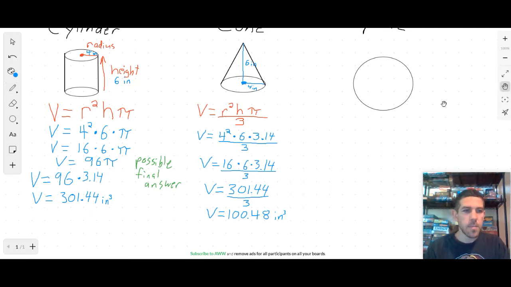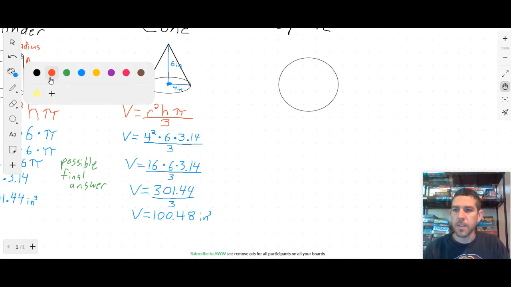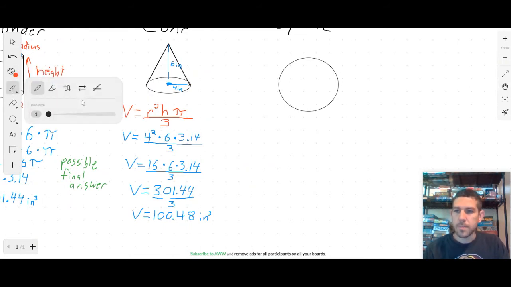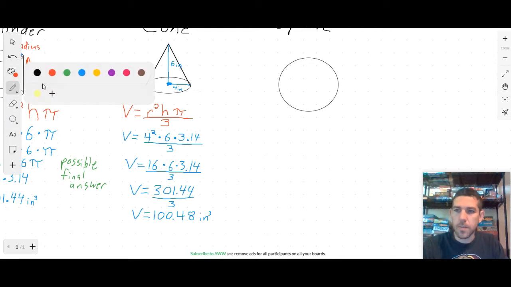Alright, the last one and the most difficult one will be the sphere. The sphere's formula is a little bit like the cone. Let's see how it's similar and how it's different. One thing to know is that this sphere is a 3-dimensional circle. It's hard to draw a 3-dimensional circle on a computer screen, but think of a basketball or a baseball or some type of globe, a 3-dimensional circle.